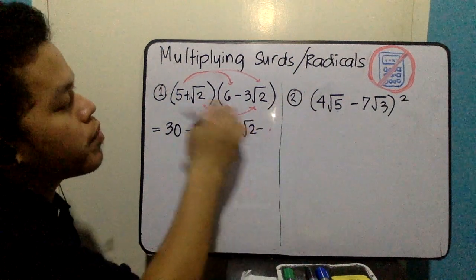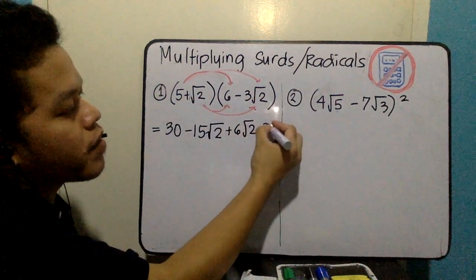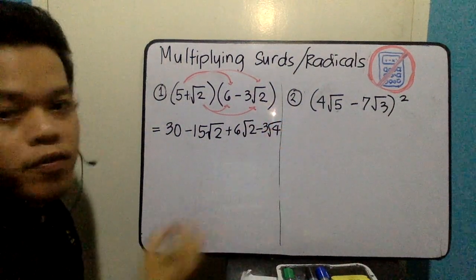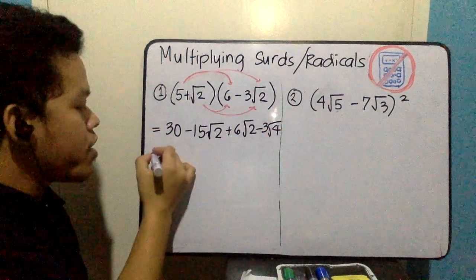This time you have to multiply 1 and negative 3. That will give you negative 3. And square root of 2 times square root of 2 is equal to the square root of 4. Okay, now let's simplify this further.